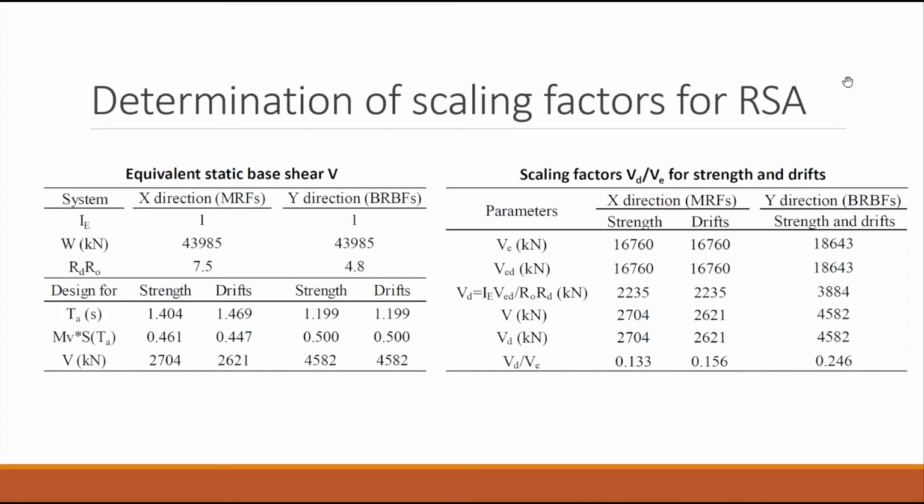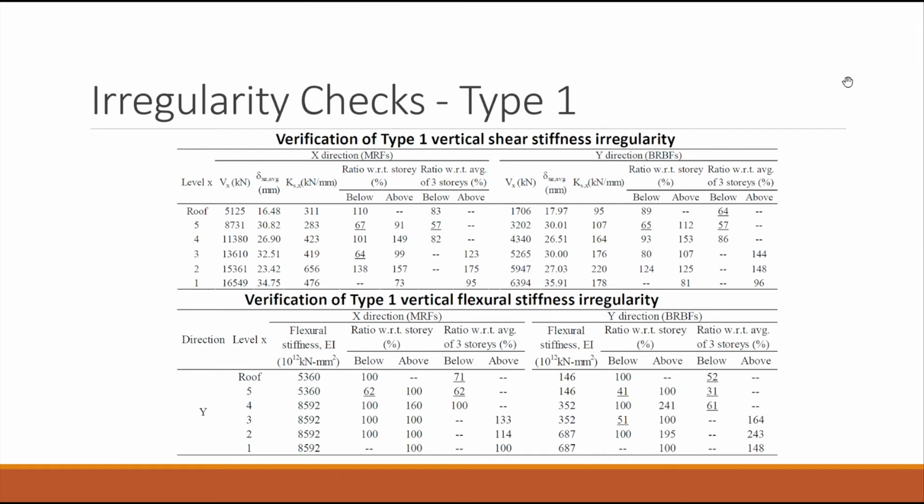Since the structure has structural irregularities which will be introduced later, 1.0 V, the equivalent static base shear, was calculated in the left table and was used to find the scaling factors. Because the upper limit of period is different for strength and deflection, it is possible to get different scaling factors for strength and drifts, just as what we got for MRF.